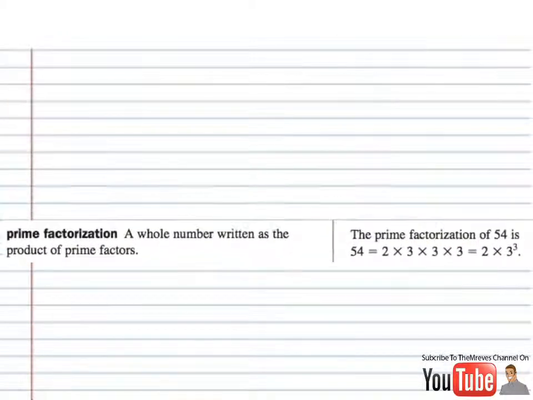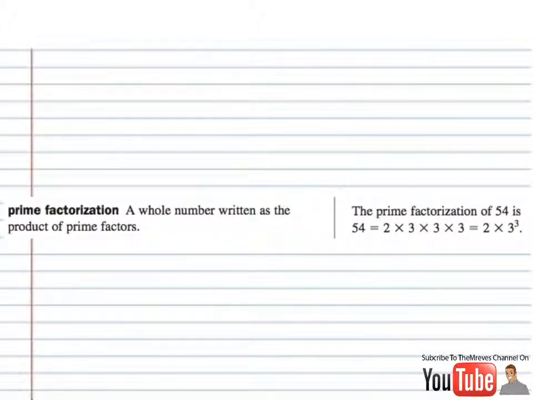And so let's go ahead and start with the definition of prime factorization. Prime factorization: a whole number written as the product of primes. So here's an example of the prime factorization. It says the prime factorization of 54 is 54 equals 2 times 3 times 3 times 3, and that can also be written as 2 times 3 to the third power. And we're going to show you how to use factor trees today to set up this prime factorization.